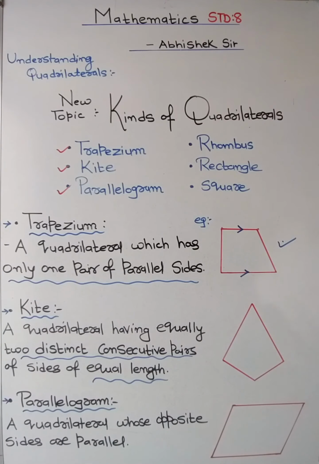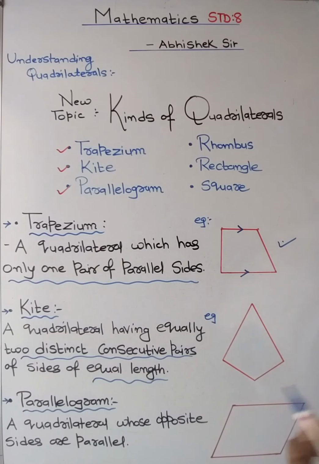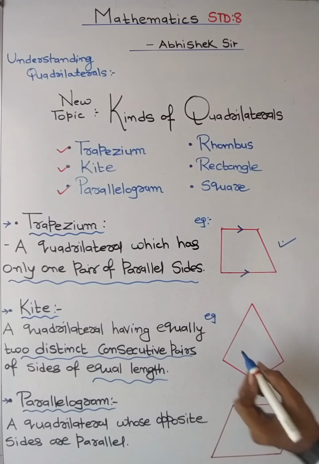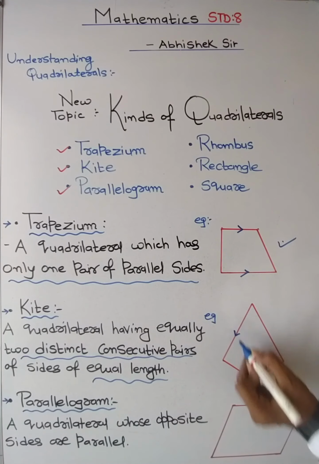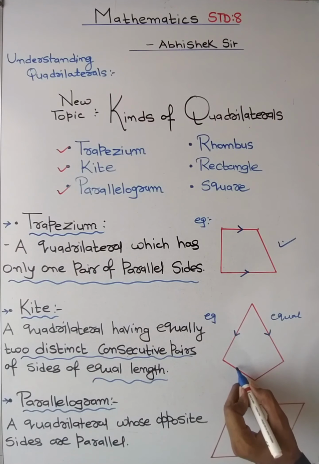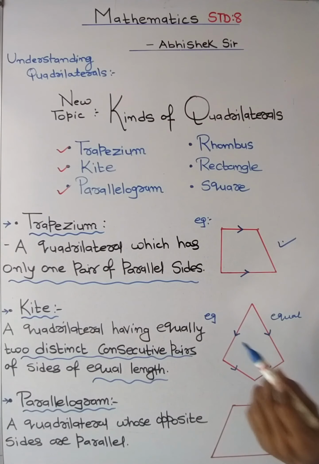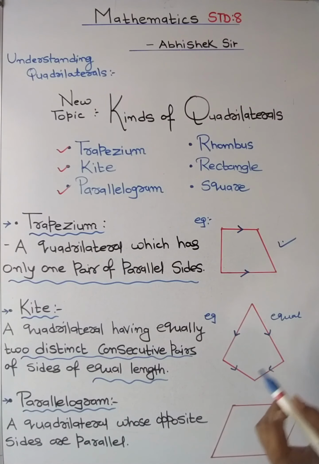Alright. So let us see from the example figure. We have 1, 2, 3 and 4 different sides, and you see 1 and 2. This is the first pair which is of equal length. And now let us see the second pair. This one is the second pair. So we have one pair of equal sides over here and another pair of equal sides over here. So this is nothing but a kite, right?